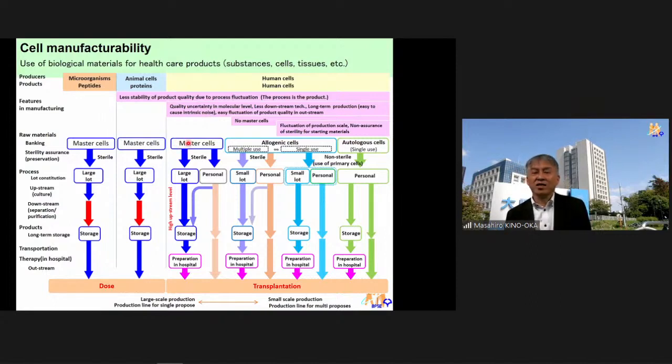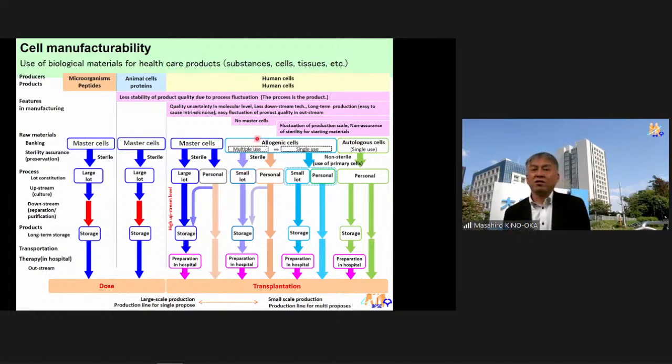iPS cells have master cells. That's a sterile material, and we can start a large lot. But there is no downstream; it is very difficult to purify the final products, such as retinal pigment epithelial cells, which I want to show later. And for storage, due to the frozen product, in hospital we have to thaw the cells and wash them, changing the quality just before transplantation.